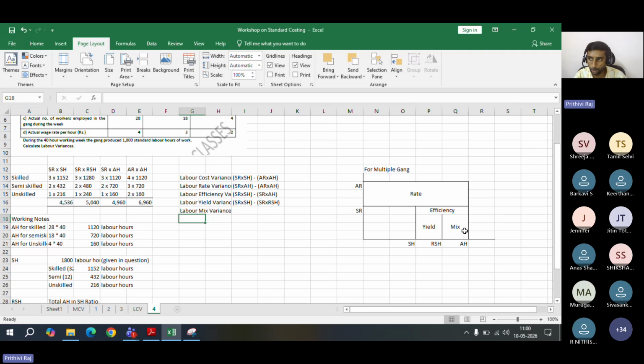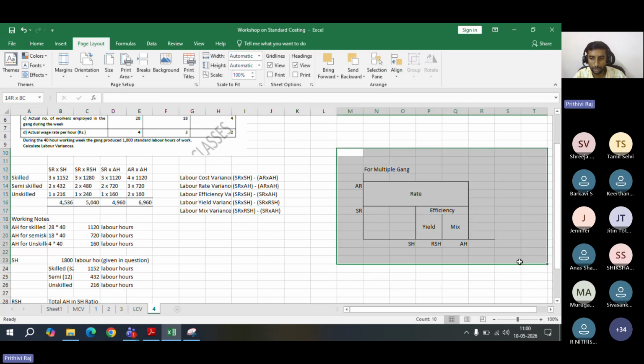For labor variance, usually for 2 marks, if they ask, they prefer to ask by labor gang variance. So labor mix variance is also called labor gang variance. Just make sure you know that. It is SR into RSH minus SR into AH. So now all the formulas have been derived based on this small graph.